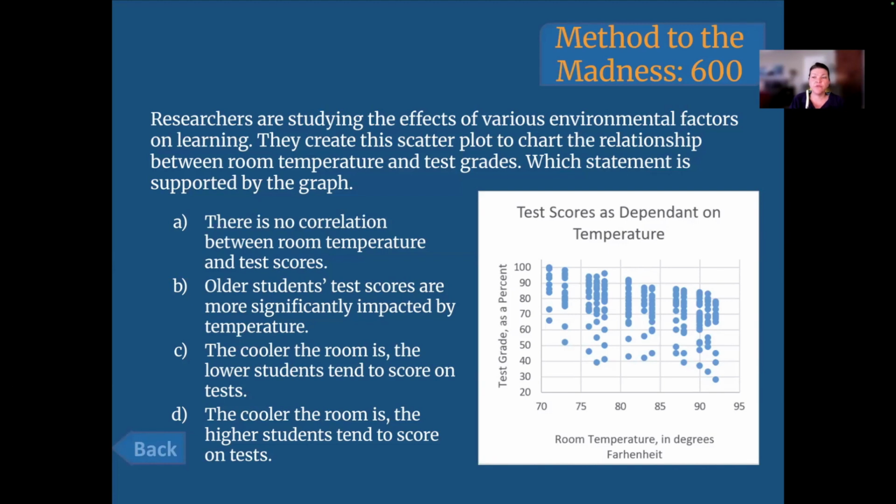Now, scatter plots are important because they teach us about correlation. So, super important to the scientific method. Now, look at these answers. A, there is no correlation between room temperature and test scores. B, older students' test scores are more significantly impacted by temperature. C, the cooler the room is, the lower students tend to score on tests. Or D, the cooler the room is, the higher students tend to score on tests.